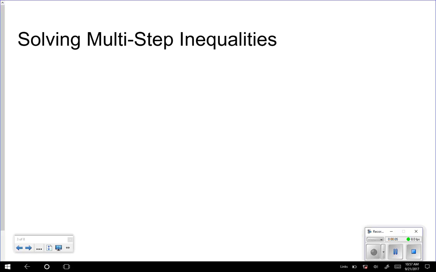Today we're moving on with our inequalities. The last time we had a video, you looked at one-step inequalities. Today we're looking at multi-step inequalities. Again, looks very similar to what we did with equations.